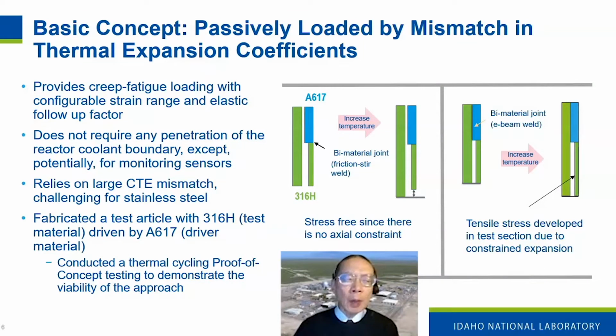But when we join the two bars together and increase the temperature, tensile stress will be developed at the 316H test section. This is how we generate loading passively when such a test article is subject to thermal transients. We fabricated a test article with 316H as the test material and alloy 617 as the driver material. A proof of concept thermal cycling test was performed, and we demonstrated the viability of this approach.